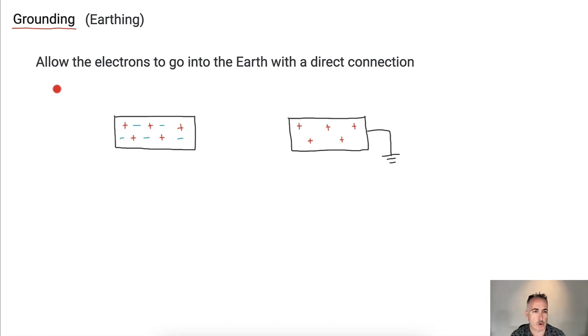So now let's talk about grounding. Sometimes it's called earthing. It's the same thing. This is actually kind of funny because it's literally connecting your object to the ground, because the ground acts as a great sink for all of the electrons you want to dump.